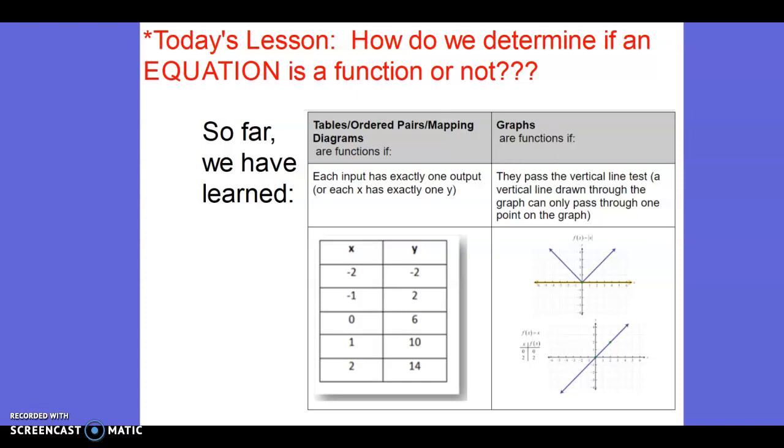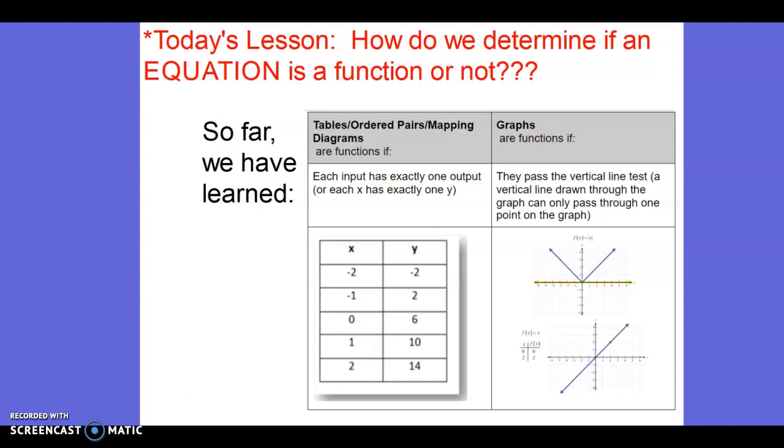Today we are going to look at how we can determine if an equation is a function or not. So far we have learned how to tell if tables, ordered pairs, mapping diagrams, and graphs are functions. Remember that a table or a set of ordered pairs or a mapping diagram will give you a function if each input has exactly one output, or each x has exactly one y.